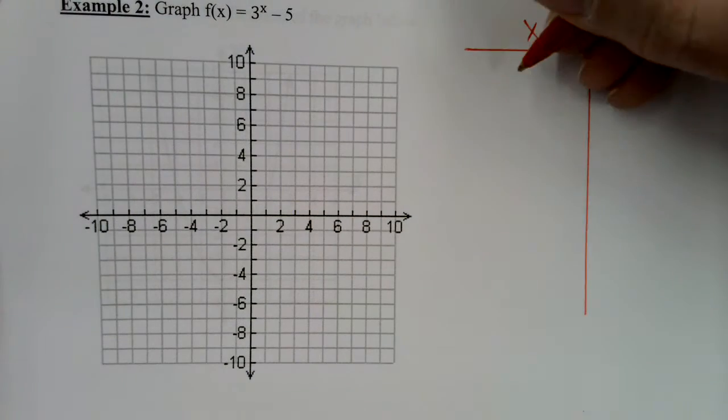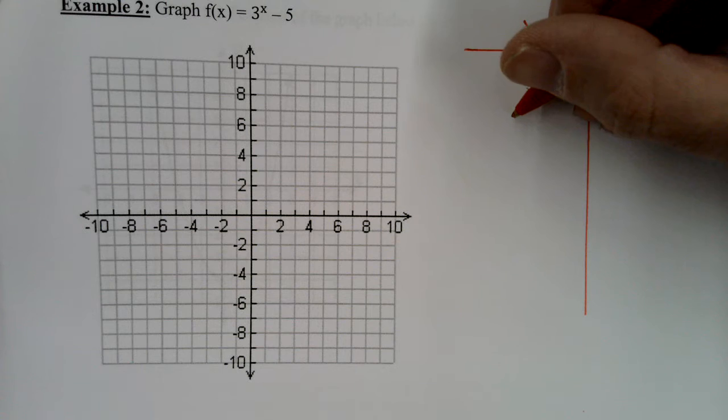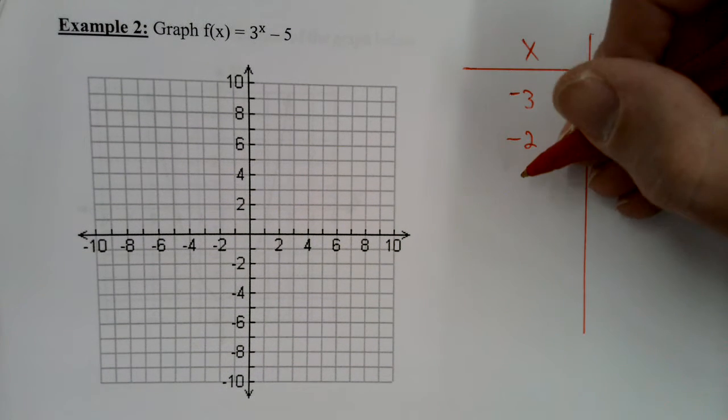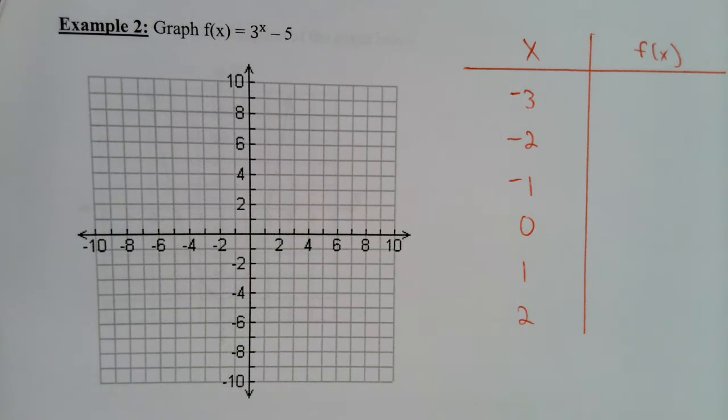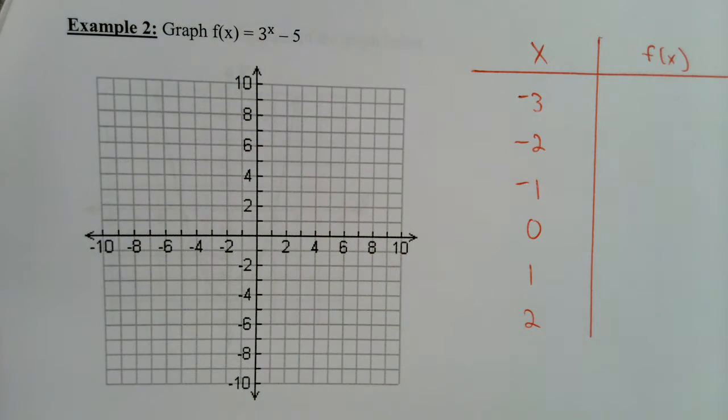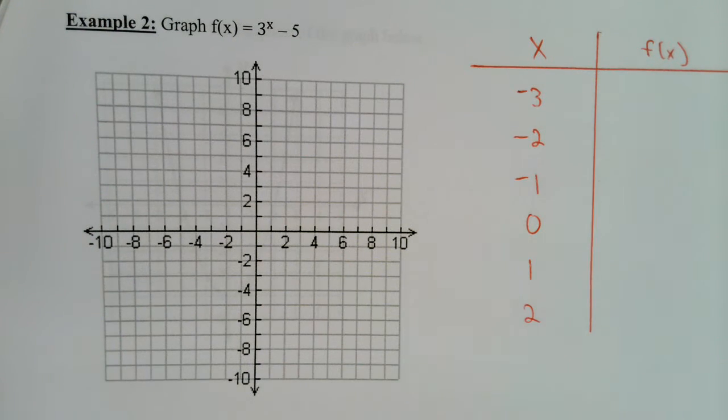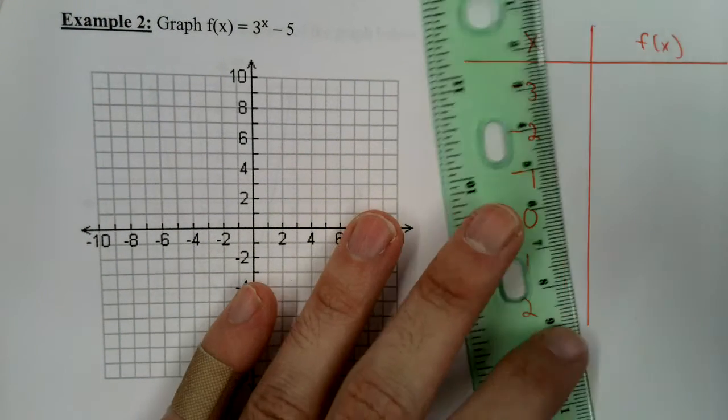So in my table, I'll go with -3, -2, -1, 0, 1, 2. And that's all I'm going to fit. So I'll do those. Okay. Let's start with the easy ones. Let's do x is 1. That's an easy one.